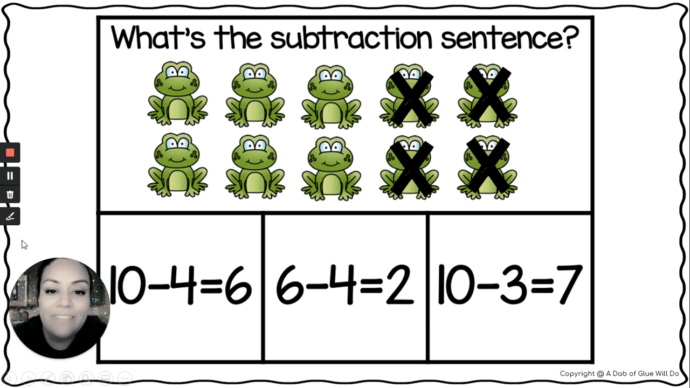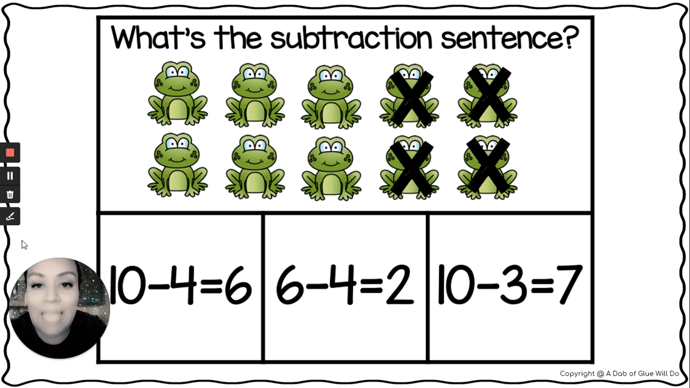All right. Whoa, let's take a look at these frogs. It looks like we have 5 on top and 5 on the bottom. And what's 5 plus 5? 10. We have 10 frogs total. How many of them hopped away? Well, I see that 4 are crossed out. So I think that 4 of them hopped away.